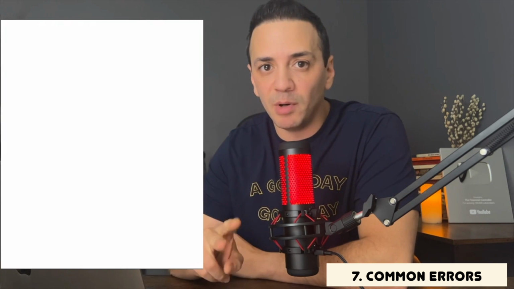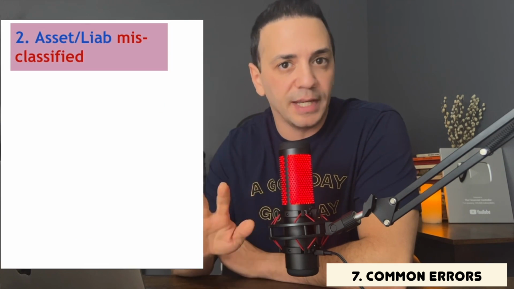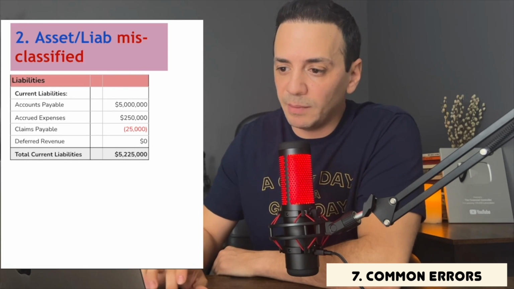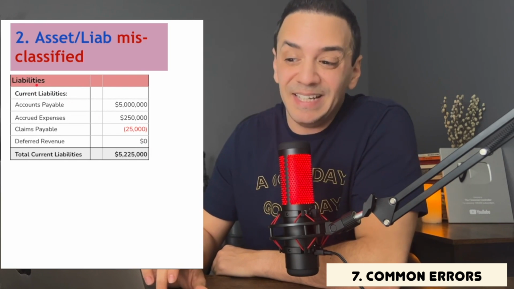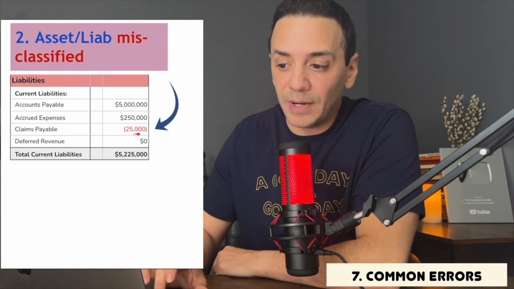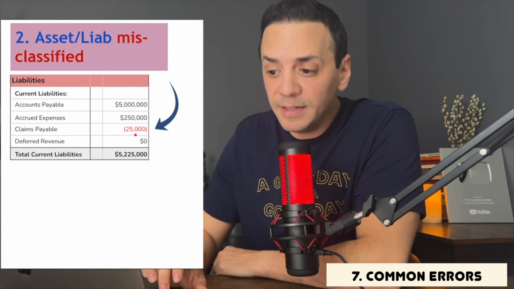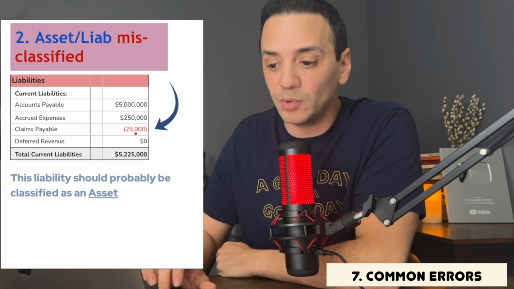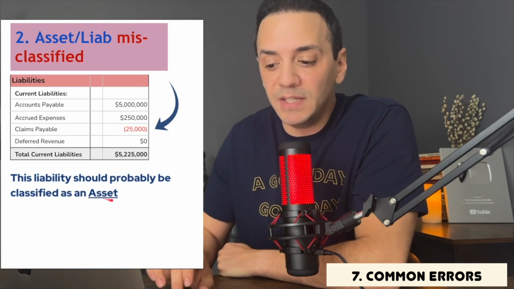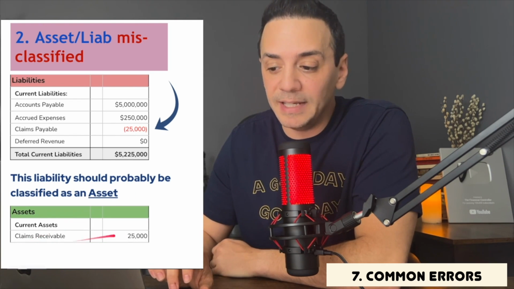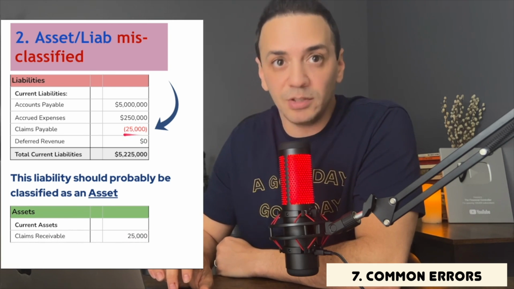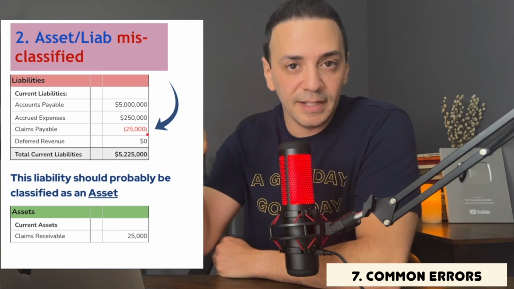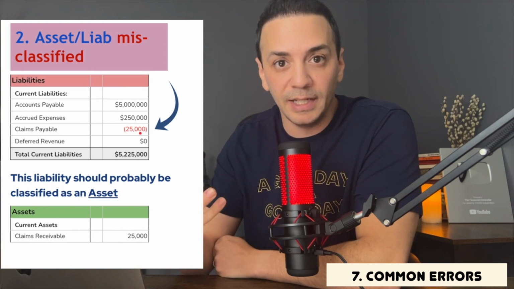Okay, the second common type of error that I've seen in a balance sheet is a misclassification between assets and liabilities. Let's take a look at an example. So you have the liabilities section here of the balance sheet, and you have claims payable. And it's a negative value, $25,000, going in the opposite direction of the rest of the liabilities. This most likely means that this is not a payable item. This probably means that you need to reclassify this into an asset. And most likely this is a receivable in this case, right? Because it's a liability that is going in the opposite direction of the rest of the liabilities. The nature of liabilities is to have a credit balance. In this case, this has a debit balance, which means most likely it's a receivable.